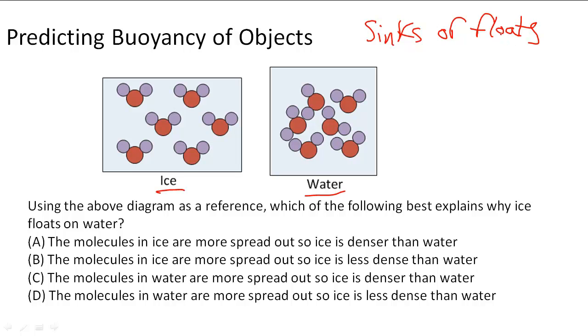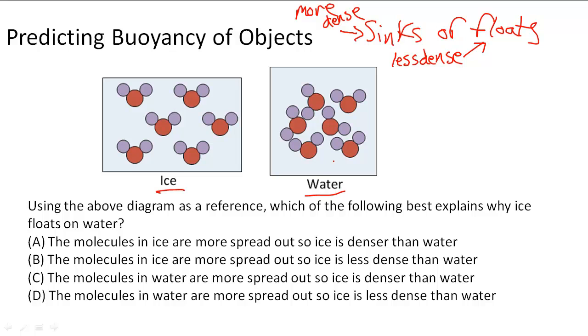So in a specific substance, some things will sink and some things will float. If something is less dense than what it is put in, it's going to float. If something is more dense, then it's going to sink. So if it's less dense, it floats. If it's more dense, it sinks. So we have to remember that about density and how it predicts buoyancy.